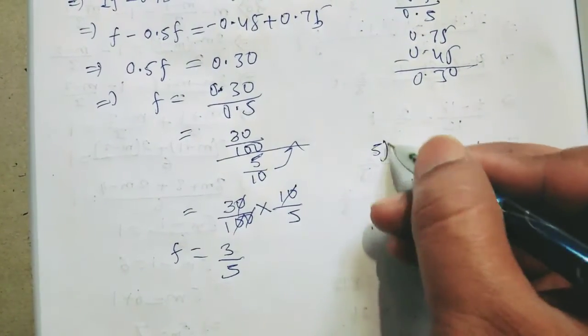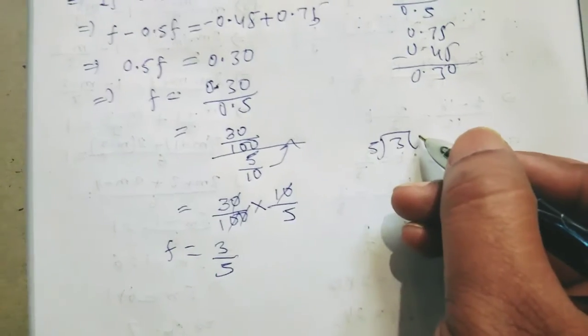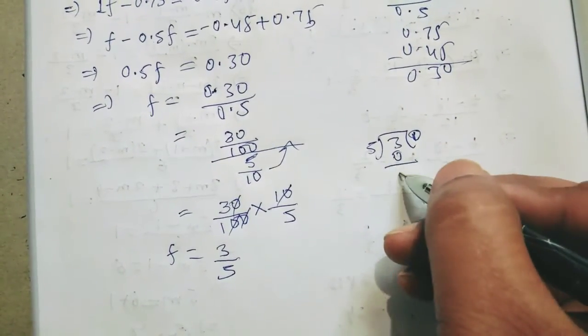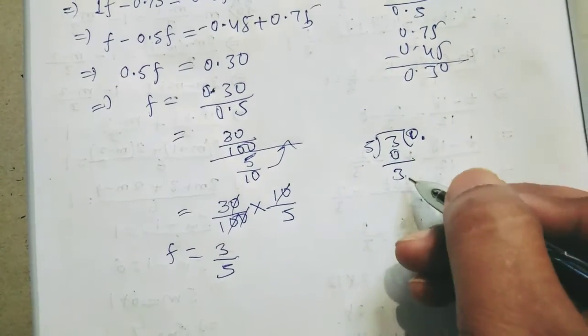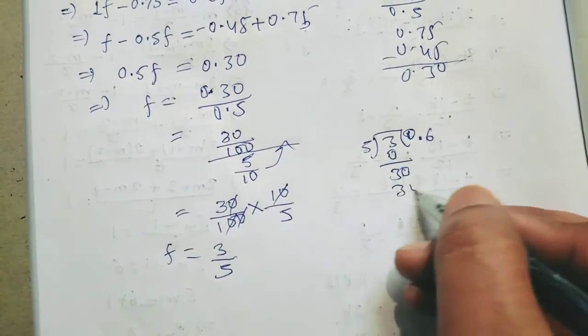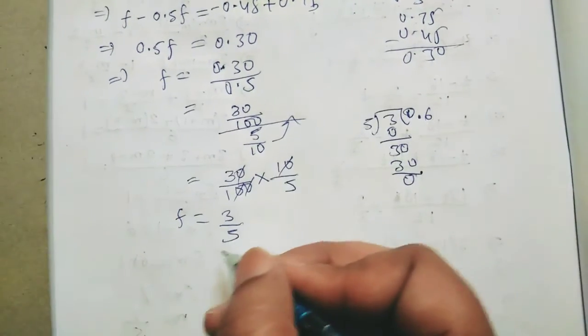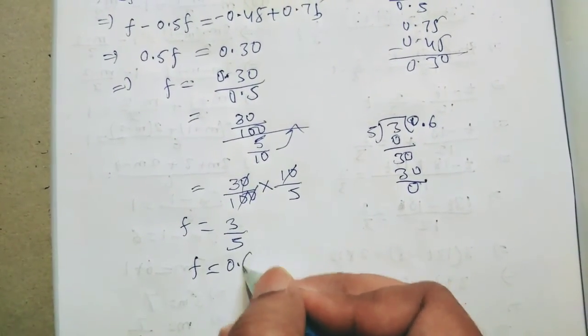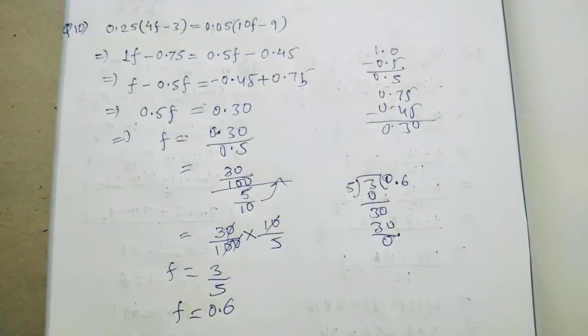So 5 divided by 3, 5 zeros are 0 because 3 is smaller than 5, then give the point here, then you have to give 0, 5 sixes are 30, so the answer is 0.6. So the value of f we got is 0.6. So this is the answer of this question. Understood now?